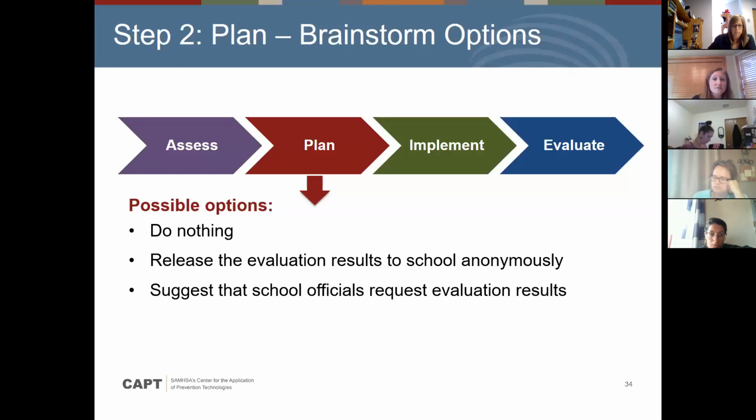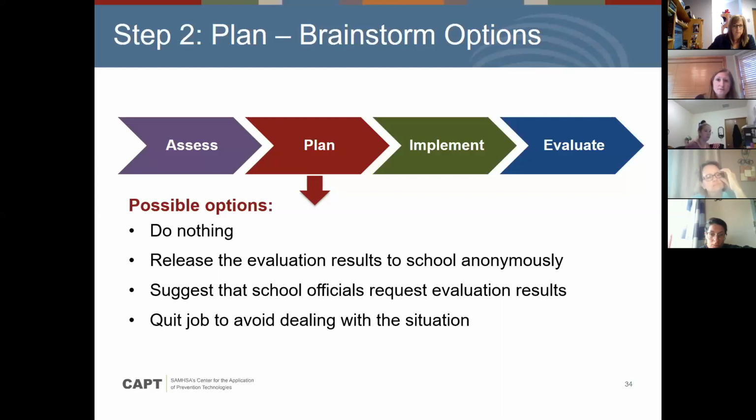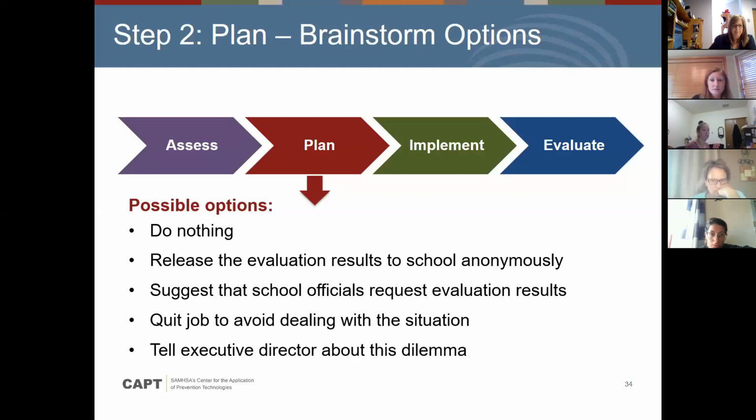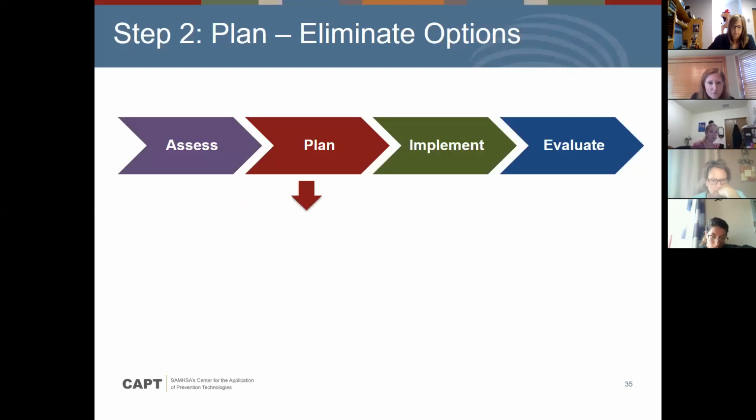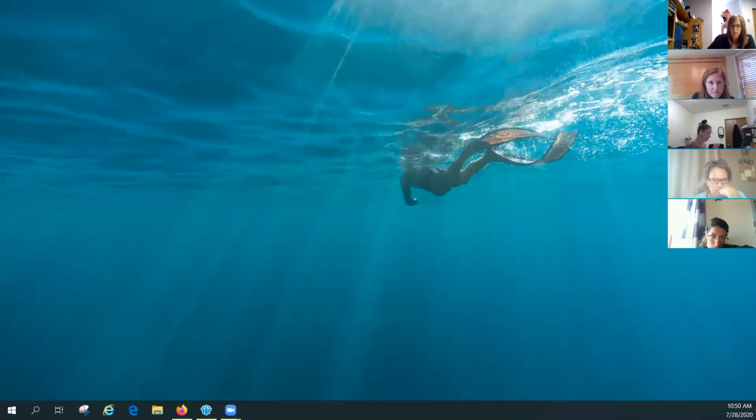The third one would be suggest that school officials request evaluation results. So you go to the admin and say, we have the evaluation results, I think you should request those from the agency. Ty could quit the job to avoid dealing with the situation. He just feels stuck, so he's just going to quit his job. And the fifth one is tell the executive director about the dilemma. So those were the five listed there. Now when we look at these plans, which ones do you think we need to eliminate because they would be unethical?